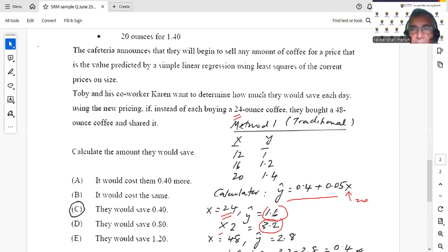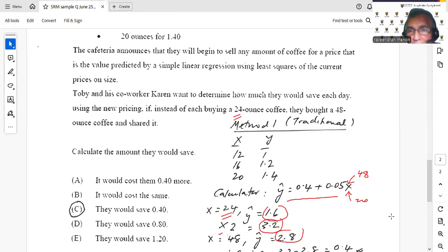What happens if they bought a 48 and shared it? Which means they're only buying one, right? So you plug in 48 here, and you'll get your y hat equals 2.8. So if you buy a 48 ounce coffee, you're going to pay 2.8. And if you buy two 24 ounce coffees, then you are going to pay 3.2.